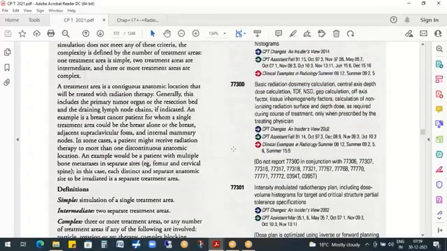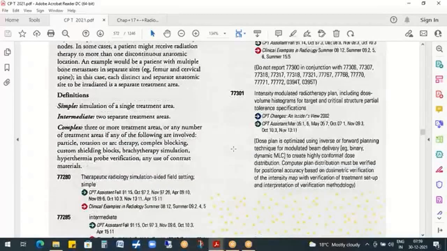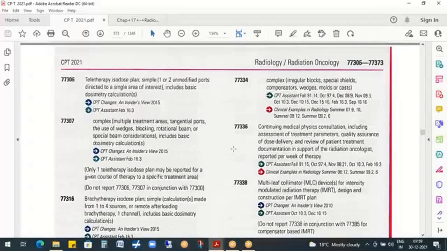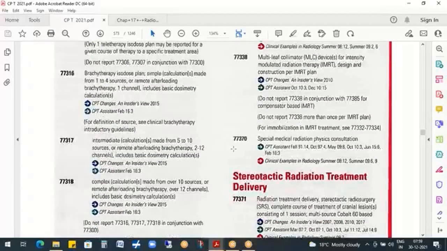Are you there? Intensity modulated radiotherapy. Type of dose. It's a direct one. Brachytherapy, teletherapy. Okay. Next one. Make a heading: diagnostic radiology.